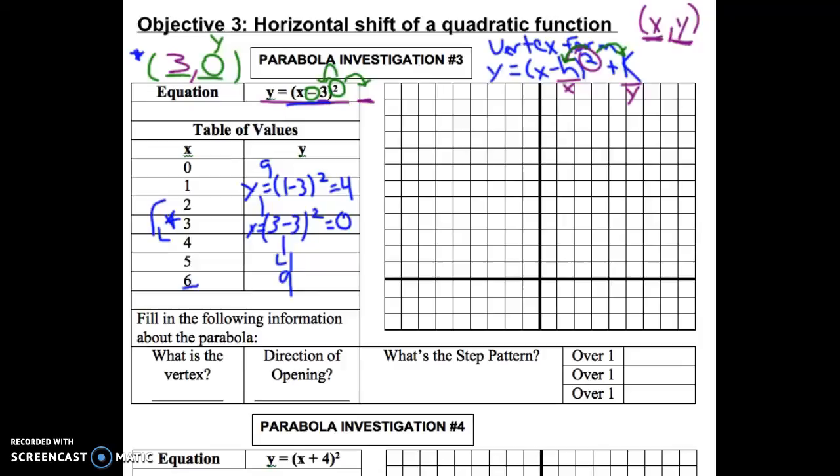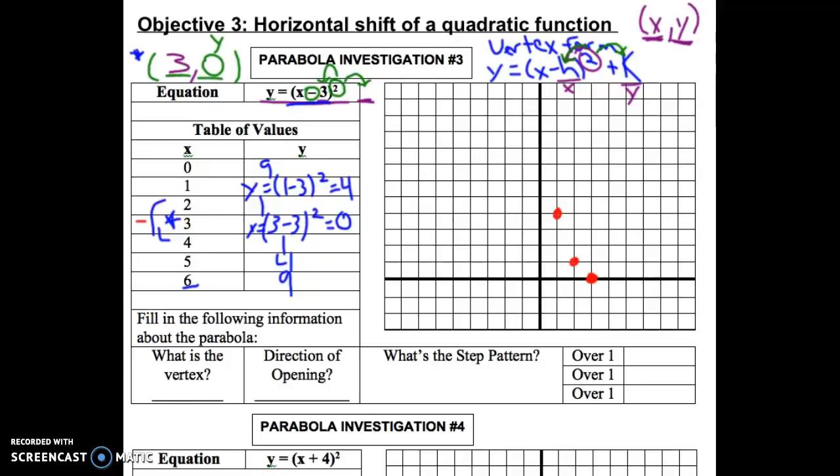Let's go ahead and plot the points based off of the vertex that I found. The vertex from the tables that we've given you will always be the middle part for now. But let's go over to 3 and 0. And from there, let's do 2 and 1. Over to 2, up to 1. Over to 1, up to 4. And 0, up to 9.